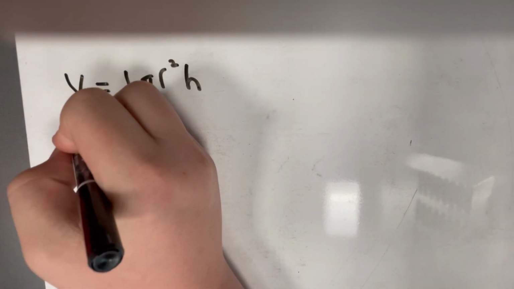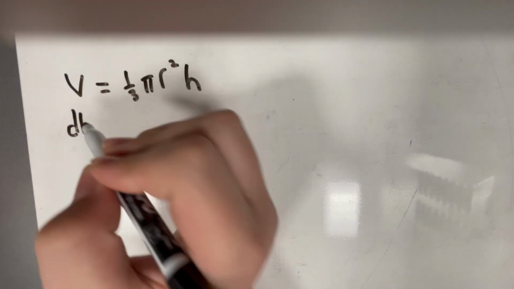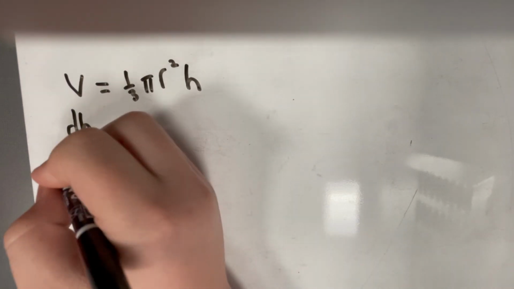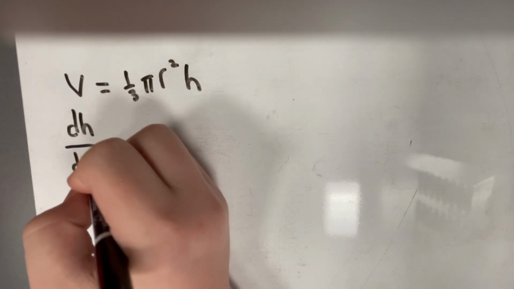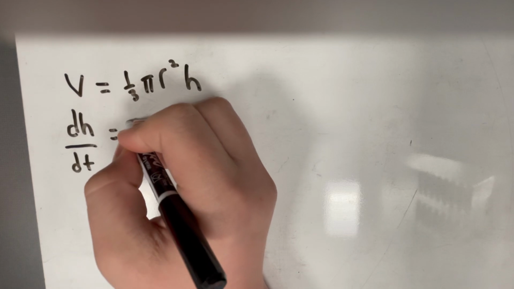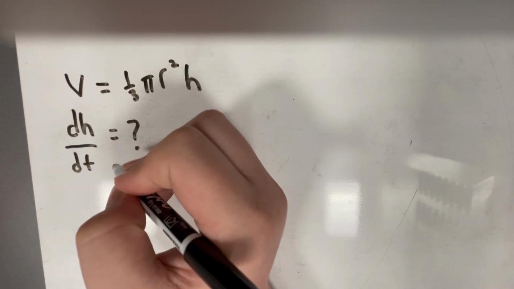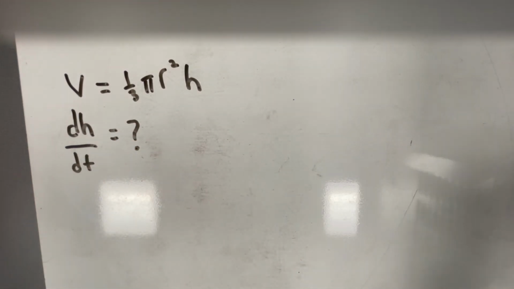What we want to find is the rate at which the water level is changing, and the way we're going to denote that is dH dt for this problem. So dH dt is our unknown. I want to find that. Then what else does the problem tell us? That's always a good thing to know.